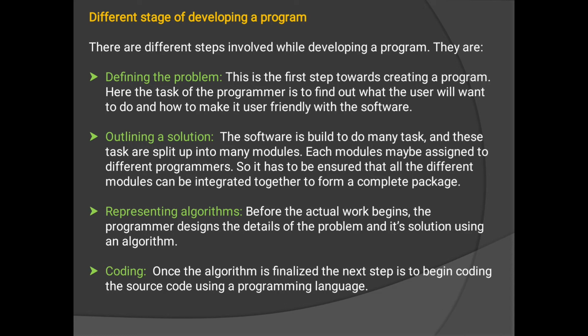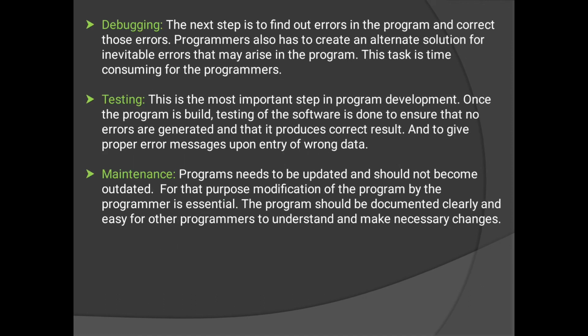Now, number four you have is coding. So once the algorithm is finalized, the next step is to begin coding the source code, by using a programming language. So this is where the real coding starts. It depends on the programmer what type of programming language will be used and what type of interface to create. Okay. Now debugging. So next step is to find out the errors in the program and correct those errors.